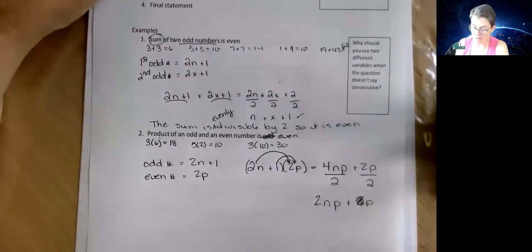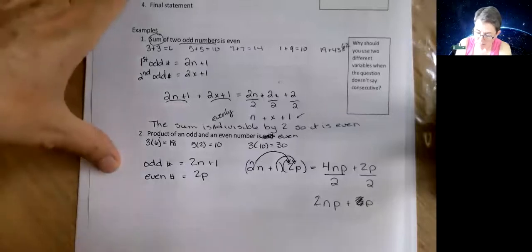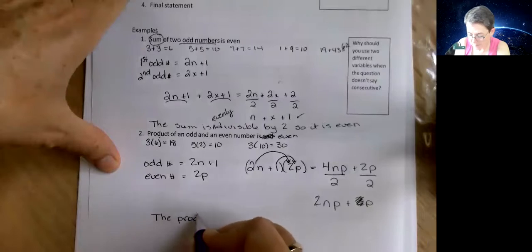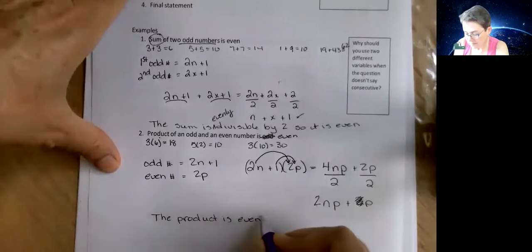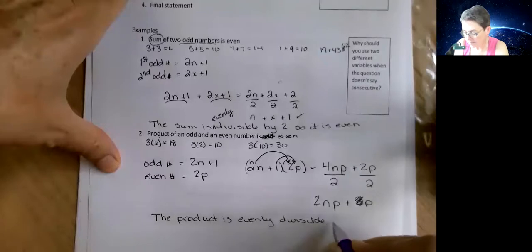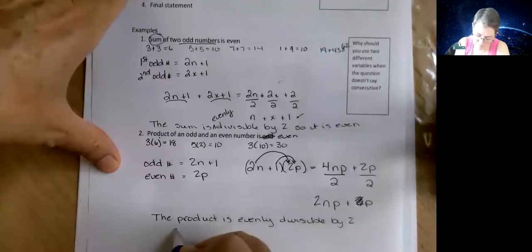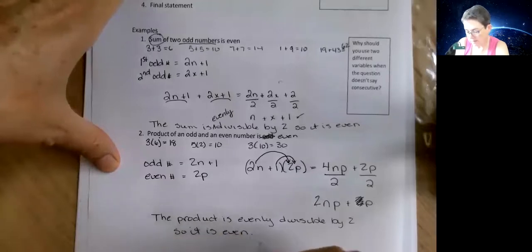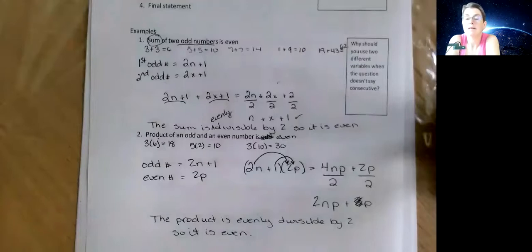We don't have any decimals or anything. So the product is evenly divisible by 2. So it is even. These are probably the only questions where I would like you to write a sentence at the very end. And that's it. That is how you do a proof.